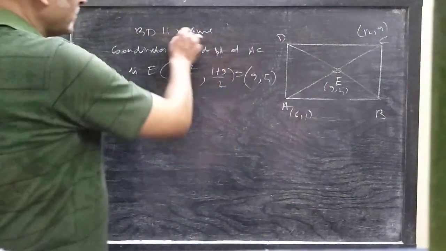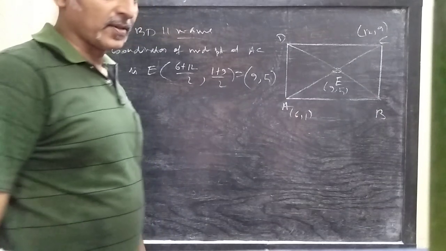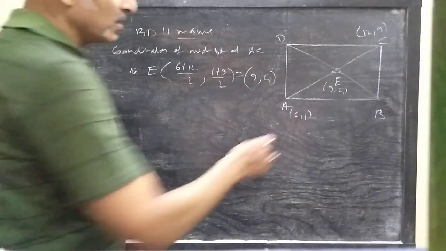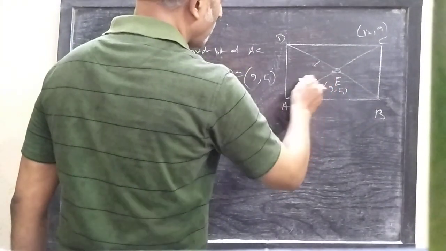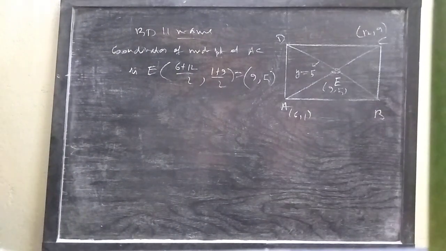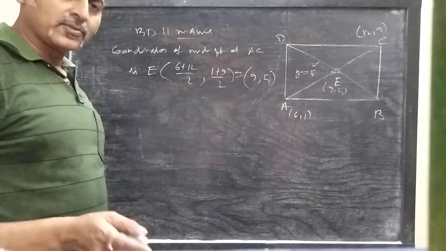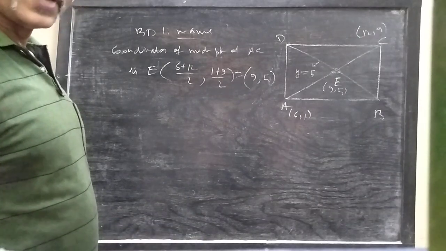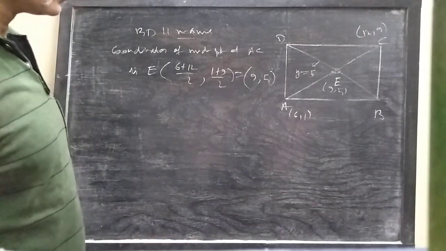diagonal BD is parallel to the x-axis and it passes through (9, 5). You know when a line is parallel to the x-axis, then its ordinate remains fixed. So the equation of DB will be y equals 5. When a straight line passes through (9, 5) and it is parallel to the x-axis, its ordinate should be 5 everywhere. So its equation will be y equals 5.